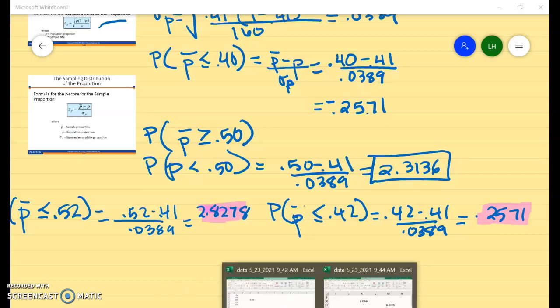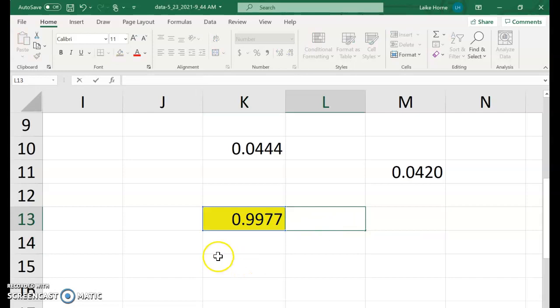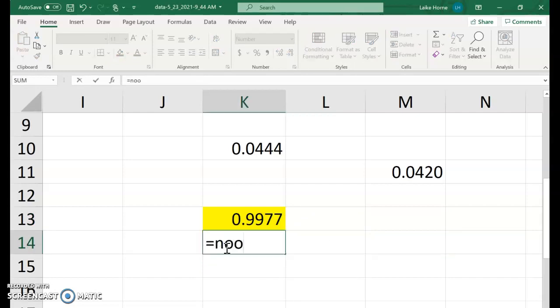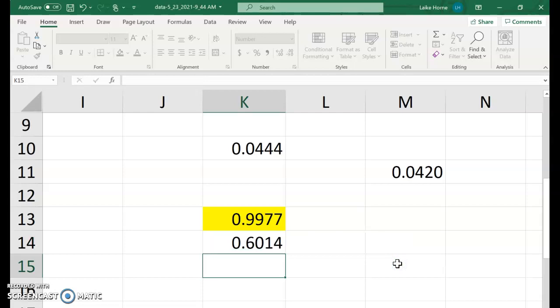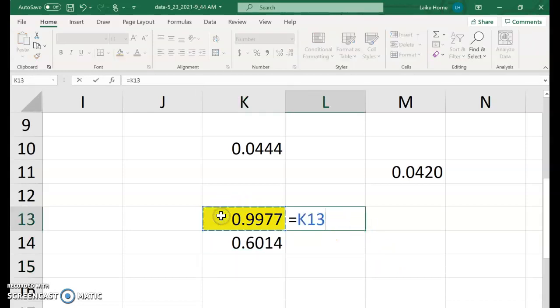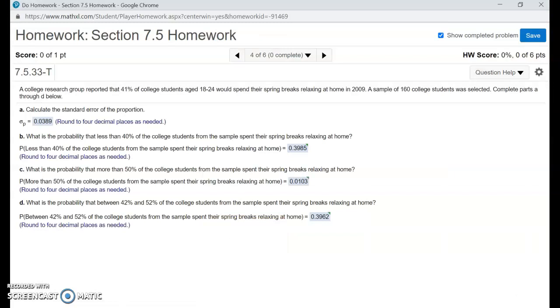So let's look up the z values for both of those. So the first one is going to be 2.8278. Okay, and then the second one is going to be norm. We're still using norm. And we're going to put in 0.2571, true. Okay, and we're going to take the larger probability and subtract out the smaller to get the in between. So the probability of it being in between those values is 0.3962. Let me know if you have any questions.